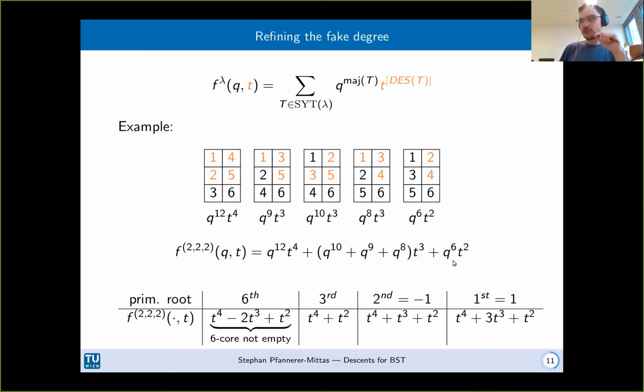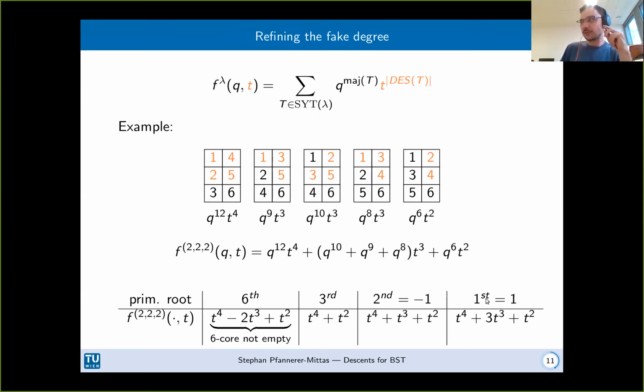And if we look at the results, the 6th root of unity is not nice because the signs are positive and negative. This is not really what we want to have. But if we look at all the other cases, all the coefficients that are non-zero have the same sign. And so the question is if we have some combinatorial meaning of these polynomials here as well.